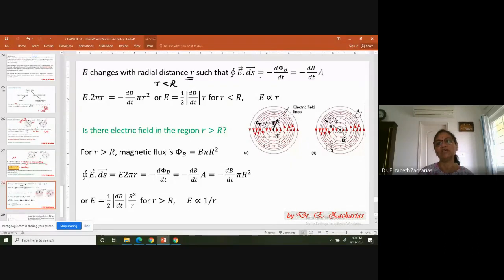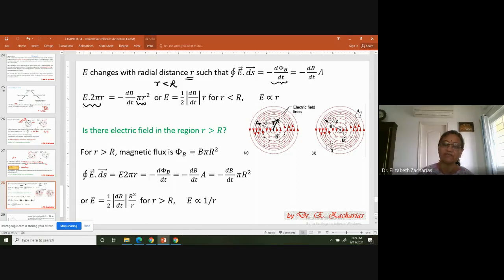So integral E dot ds is equal to minus d phi B by dt. Okay, so that's going to be E into 2 pi small r, because small r is the radius of this loop. And what happens on the right hand side? Right hand side is minus d phi B by dt. That is going to be d by dt of B into A. A is a constant, so dB by dt into A. What is A? A is the area enclosed by this loop. You are interested in finding the electric field here. Okay, therefore it becomes minus dB by dt into pi small r square.